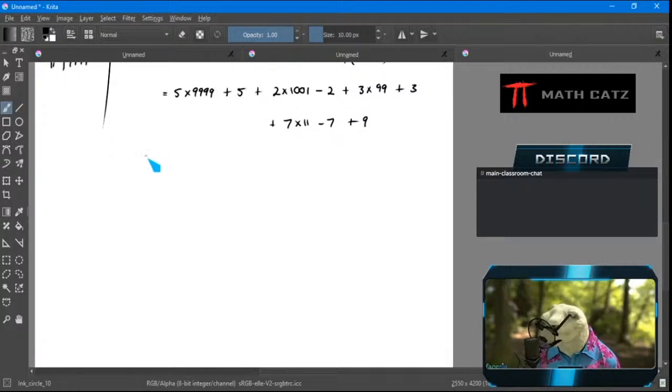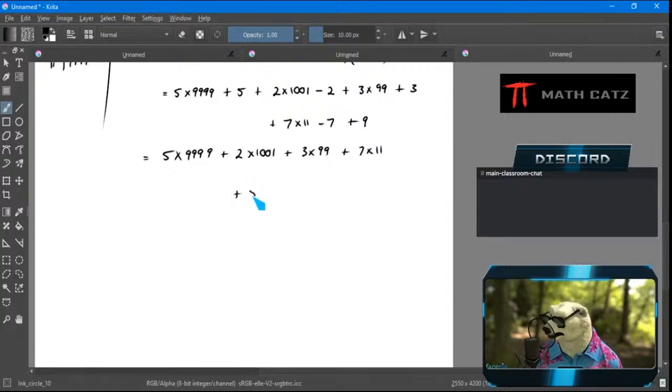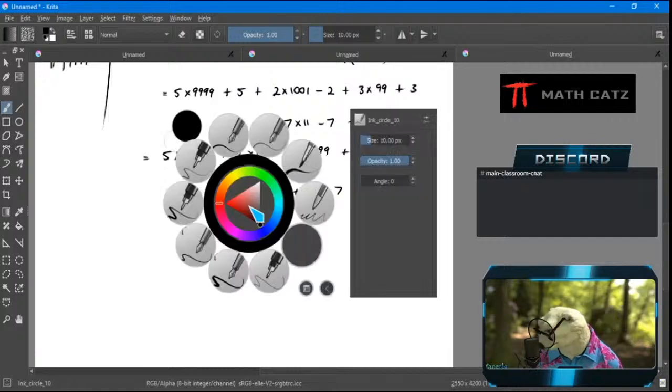Now I'm just going to regroup. All the messy ones will go together: 2 times 1001, 3 times 99, 7 times 11, and then everything else: 5 minus 2 plus 3 minus 7 plus 9, and so on. So I have these two groups. Actually, let's do some color.